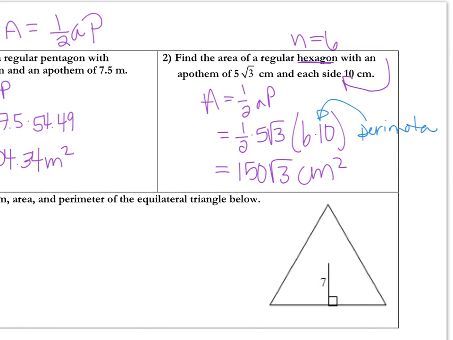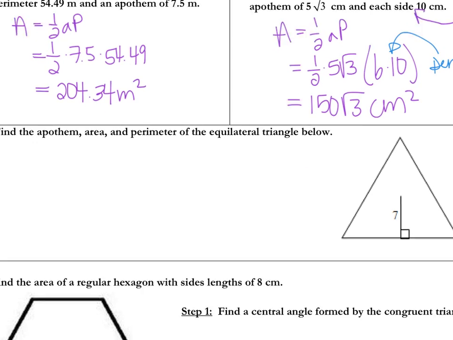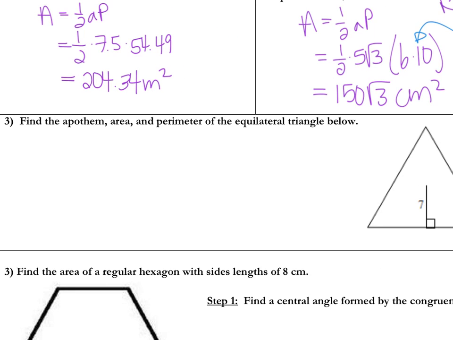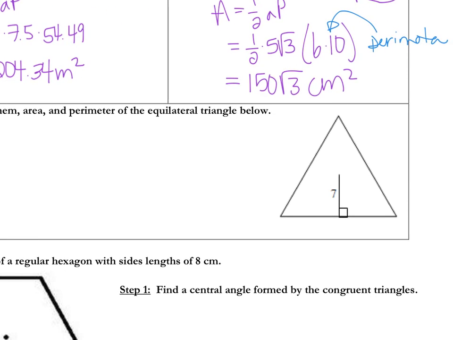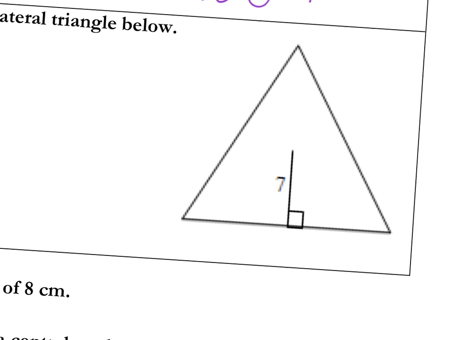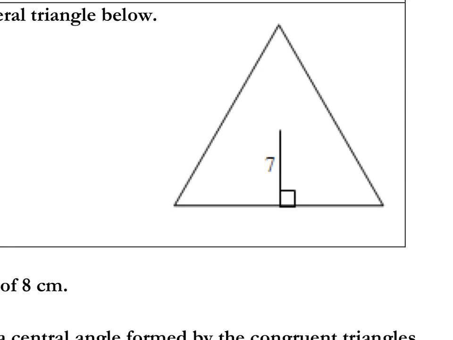Okay, so of course the problems have to get tougher. So it says find the apothem, area, and perimeter of the equilateral triangle shown below. So if we look at this equilateral triangle, currently we have the apothem. Okay, let's draw in our right triangle. Since this is an equilateral triangle, these are all 60 degrees, but if you split one in half, this is 30.